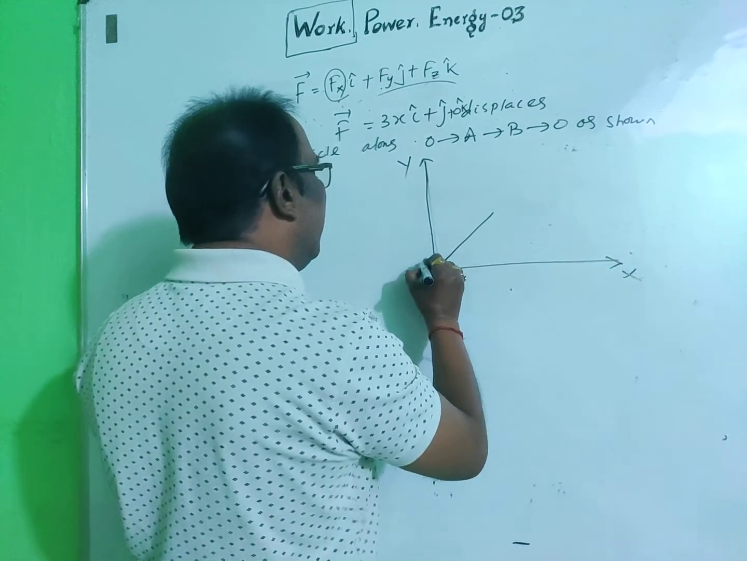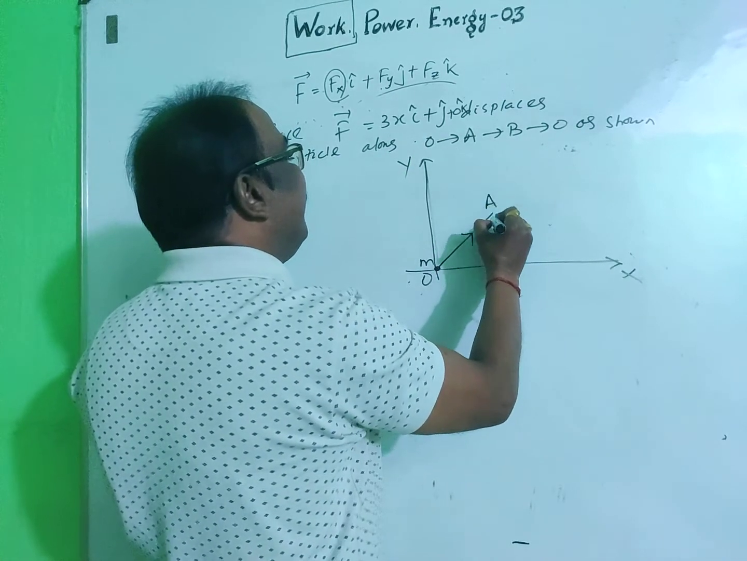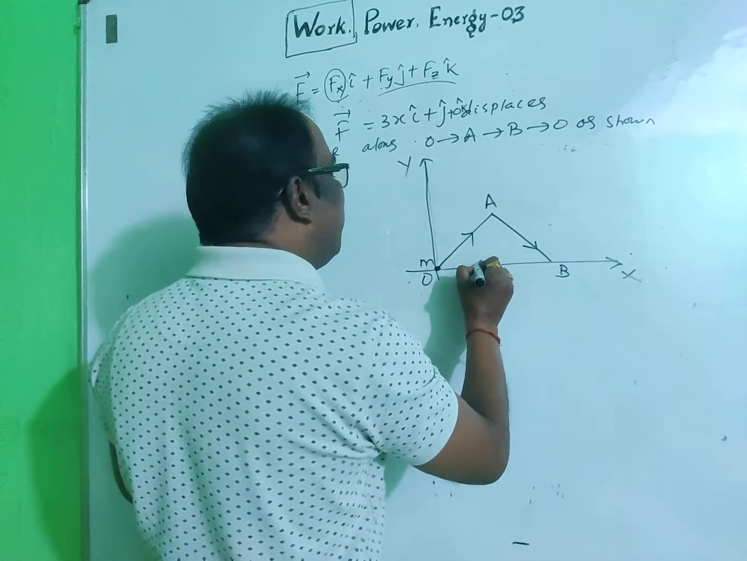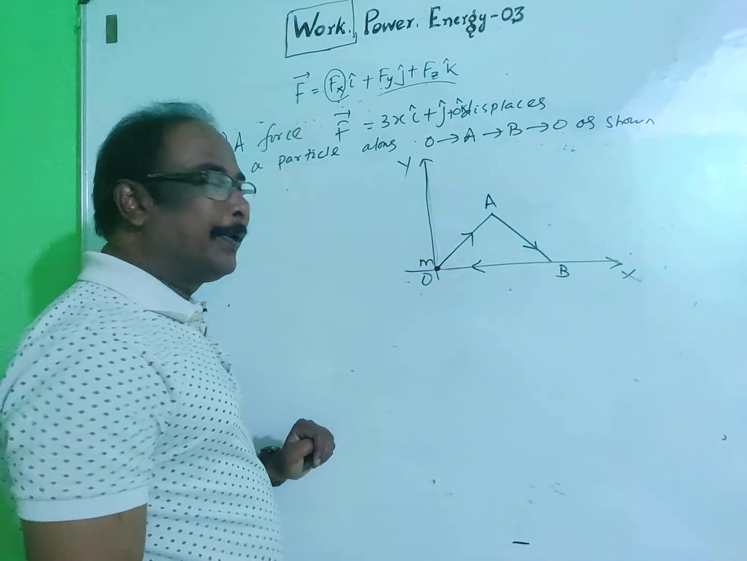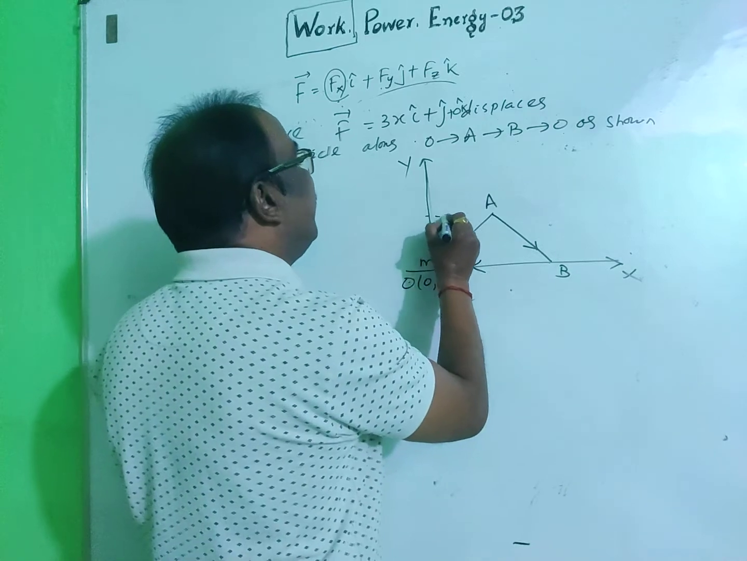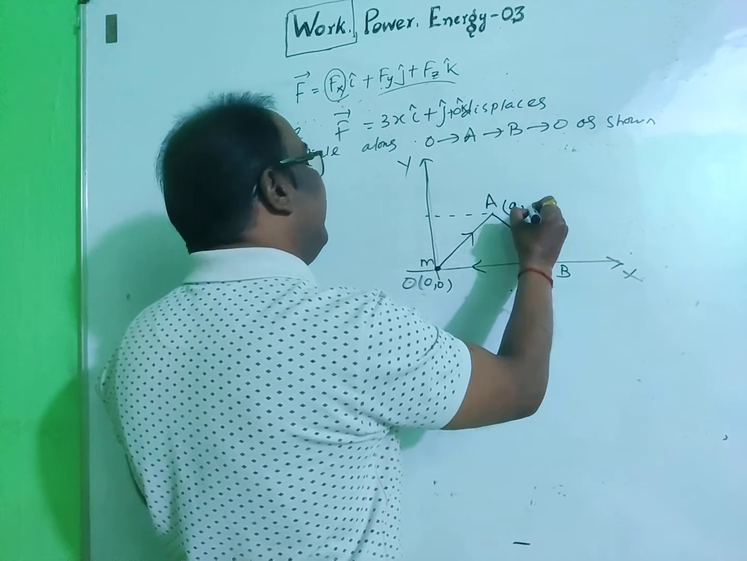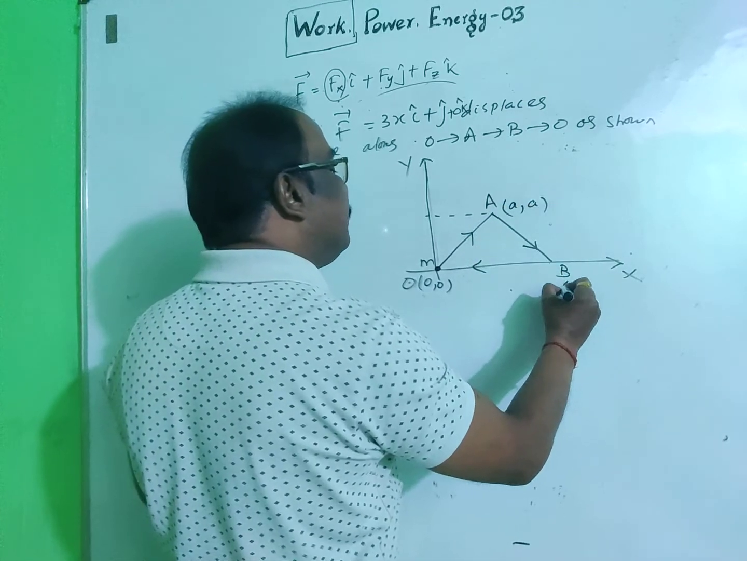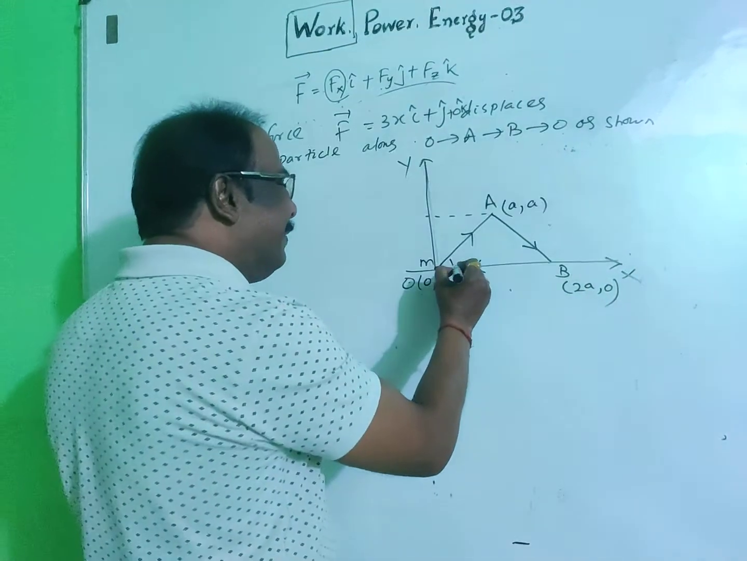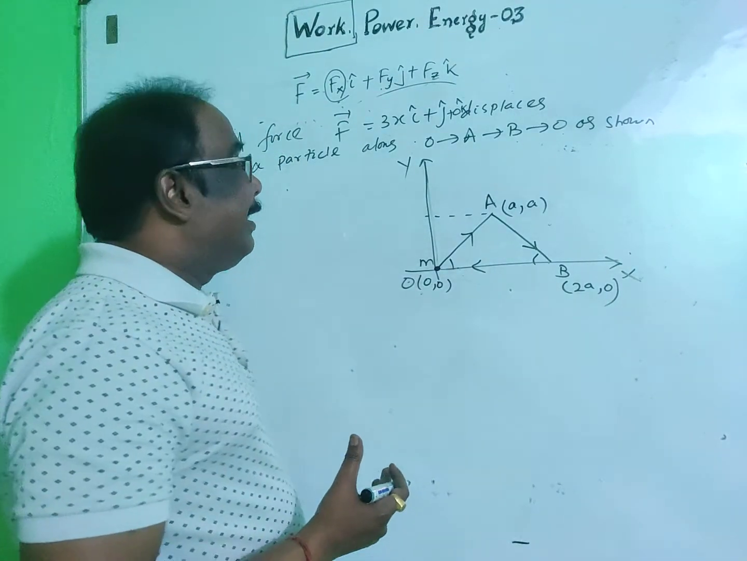A particle of mass m is displaced from O to A, then from A to B, then from B to O. Suppose coordinates are also given. This is the origin, coordinates are 0, 0. Coordinates of point A are a and a, and coordinates of point B are 2a and b. Accordingly, we can calculate the angles theta 1 and theta 2.